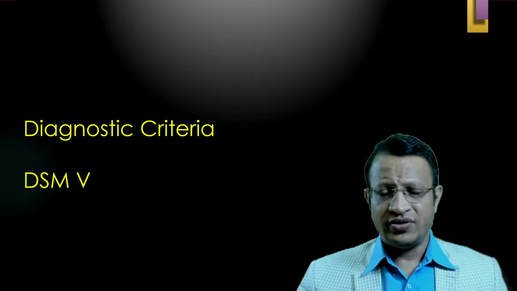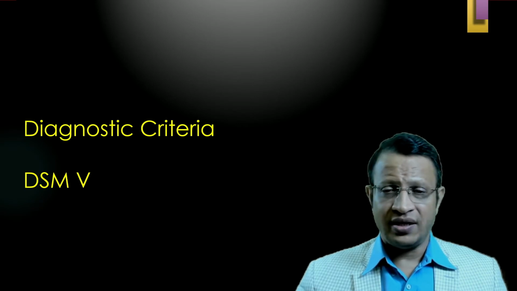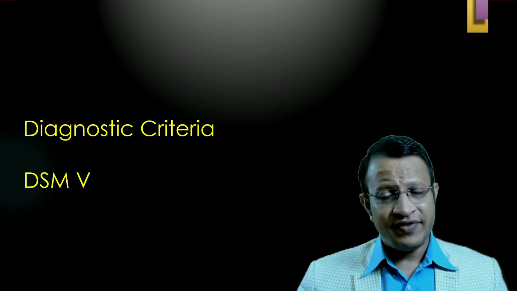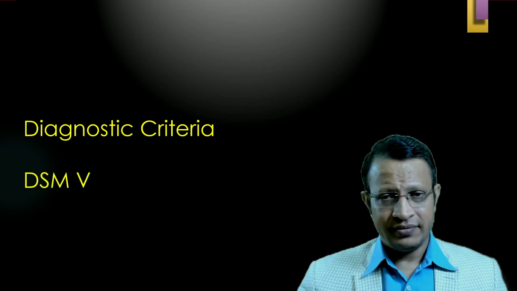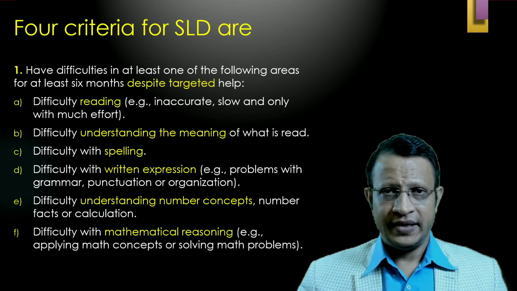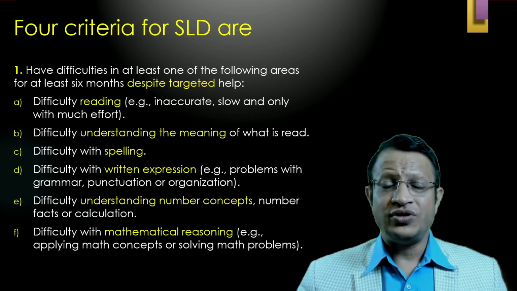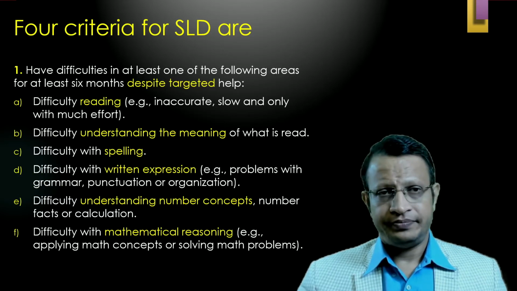Let's look into the diagnosis. I'll be discussing two diagnostic criteria. One is DSM-5, another one is ICD-11. Let's look into the DSM-5 criteria for SLD. Here, there are four important criteria for diagnosing specific learning disorder.